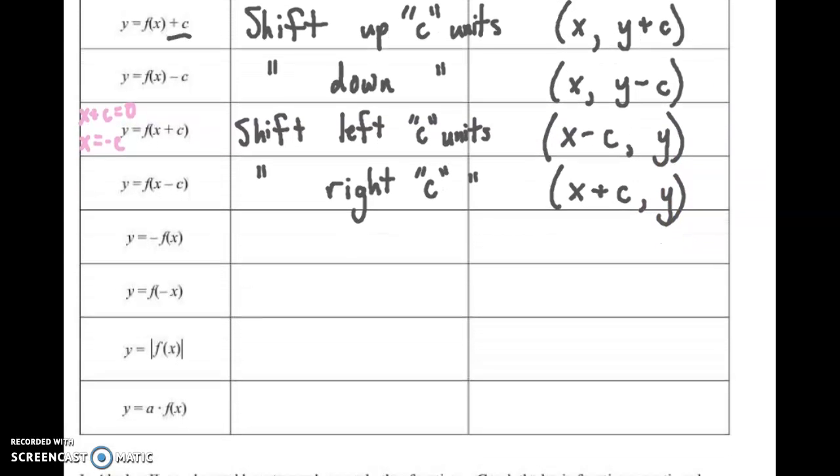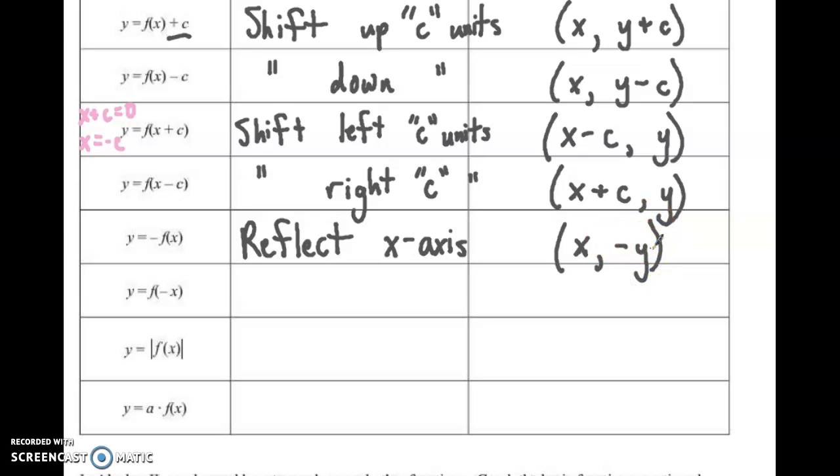So then moving on to the next one, you probably noticed when the negative was on the outside, that's a reflection over which axis? Well, when it's negative y, it actually reflects over the x-axis. So when that happens, the x stays the same and the y is negated. Again, you may remember this from Algebra 2. Same thing in the next one, except it's reflecting over the y-axis, so that means we negate the x-coordinate and the y stays the same.